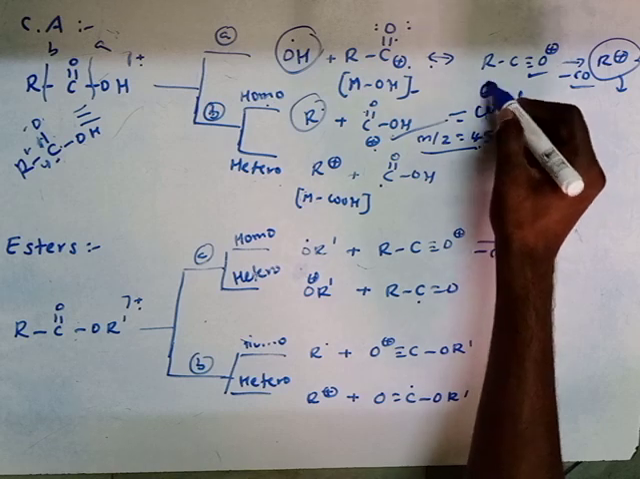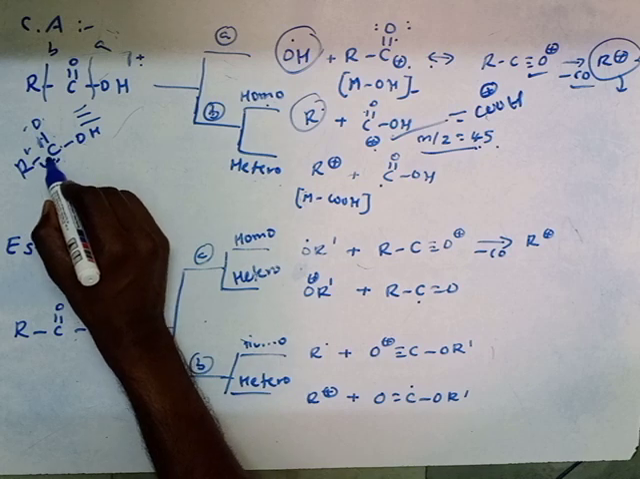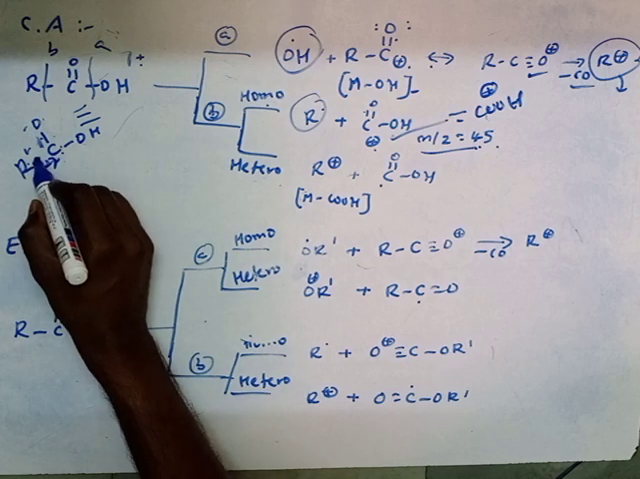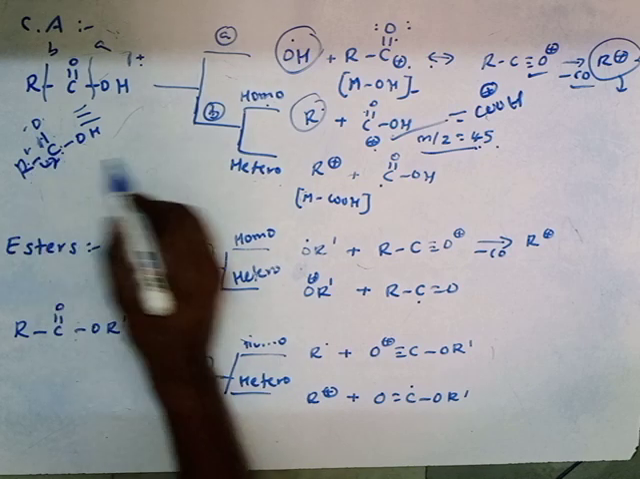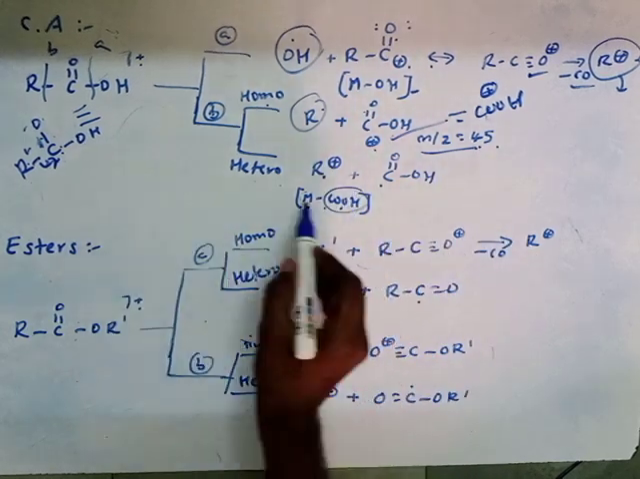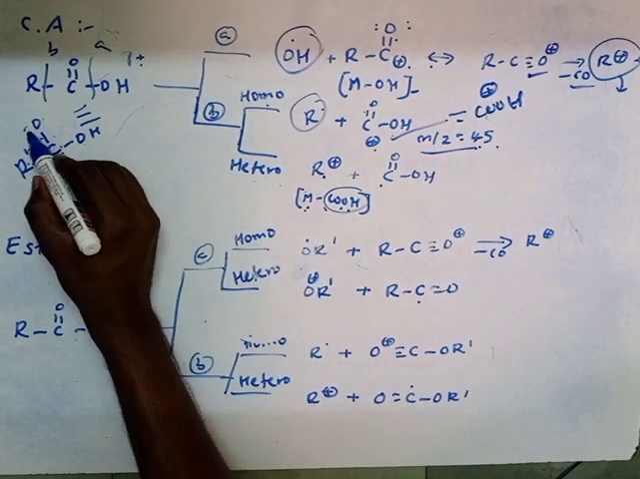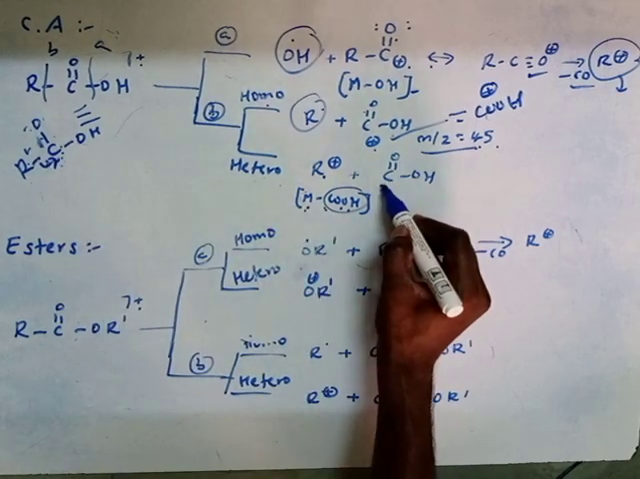And if it undergoes heterolysis, both electrons move to one carbon atom, and here loss of electron takes place. That's why it is a positive charge. So M minus loss of carboxylic acid, so M minus COOH, and both electrons move to here. This electron and this electron combine to form a double bond, and only one radical is there.